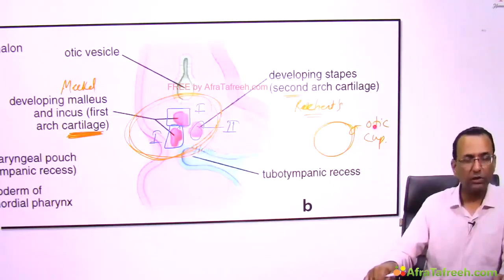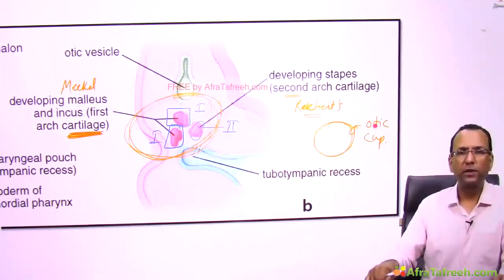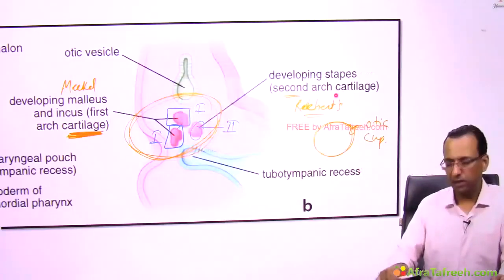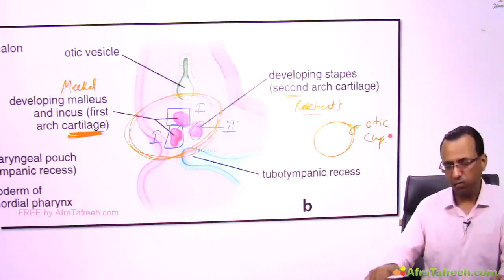What is the question? Who is forming the footplate of the stapes? If somebody asks who is forming the footplate of the stapes, then you should answer neural crest cell, secondary mesenchyme, Reichert's cartilage. And what if somebody asks about the margin? Then it is the otic capsule, otic cup. The one which forms the inner ear? Yeah, the one which forms the inner ear.